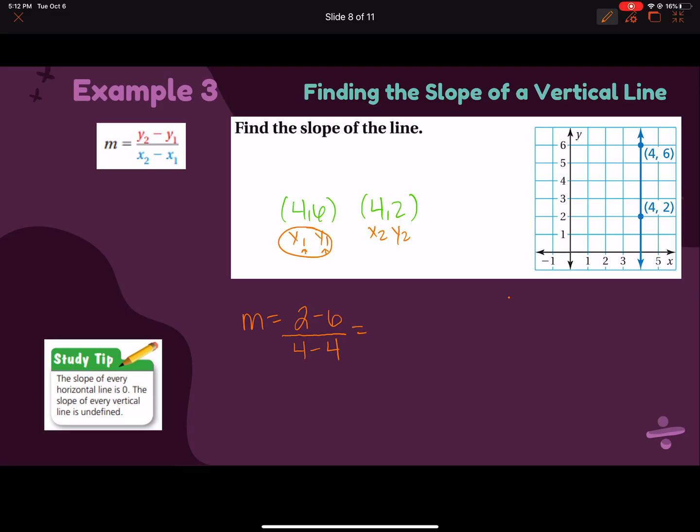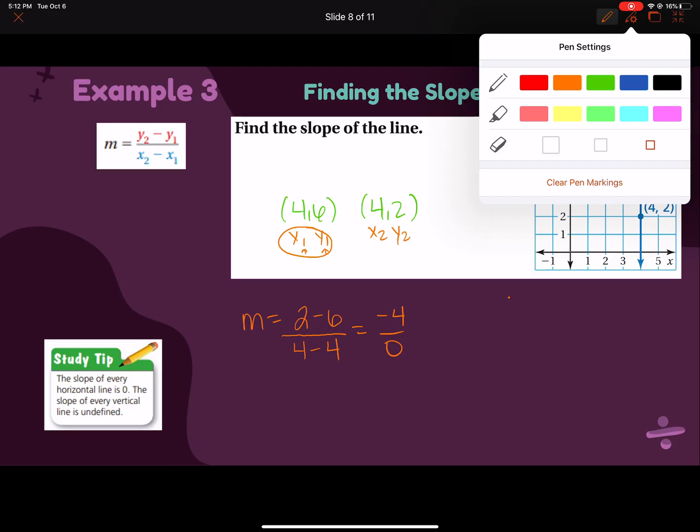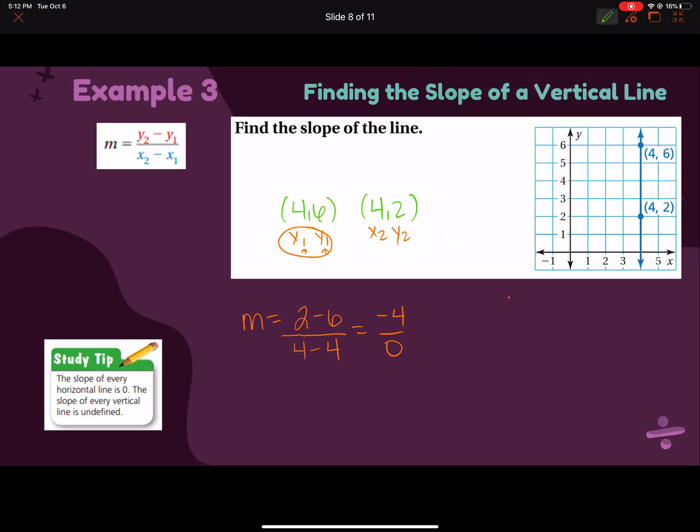When I subtract here, I'm going to get -4 over 0. If you typed in -4 divided by 0 in the calculator, it would say error, because you can't divide by 0 in math. So that is what makes this undefined. Dividing by 0 is illegal. It's like the one thing that you can never, ever, ever do in math. It's illegal. It breaks math.